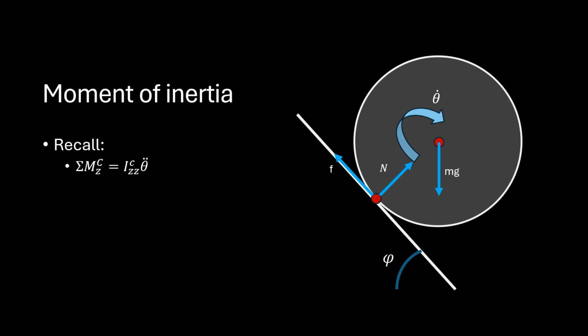Recall that the sum of moments is equal to the moment of inertia multiplied by the angular acceleration. A small adjustment is to be made though, since our theta dot is defined to be negative. Therefore, our sum of moments is instead the negative of the moment of inertia multiplied by the angular acceleration. This equation will serve useful as we continue to analyze rolling cylinders.